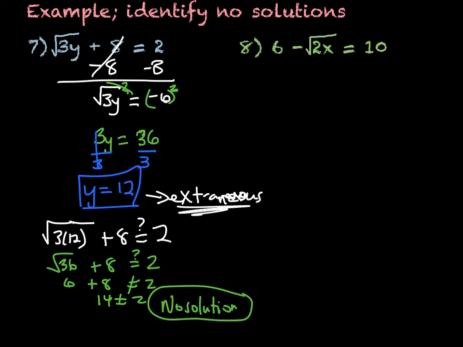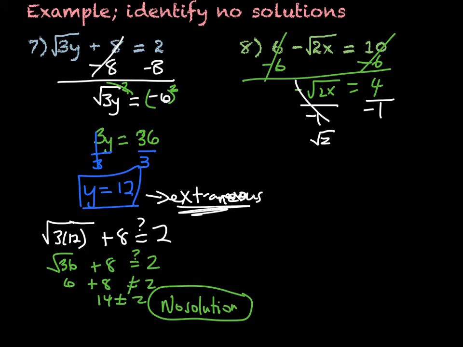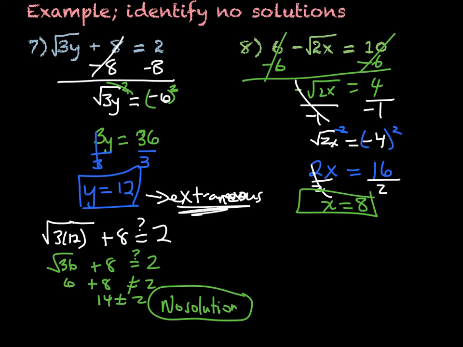So this last example, we're going to start by subtracting the 6 from both sides. That's going to give me 4, negative square root of 2x. Now I'm going to divide by a negative 1 to cancel out the negative here. So I have the square root of 2x equals a negative 4. Then I'm going to square both sides. So I have 2x equals 16. Negative 4 times negative 4 is positive 16. Then I divide by 2, and x equals 8. Now I need to figure out if that's a real solution.